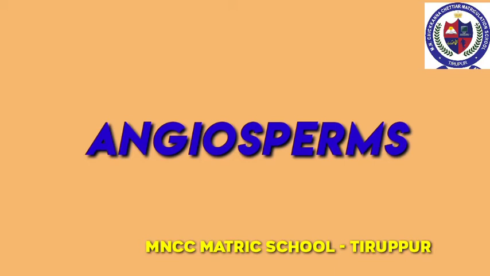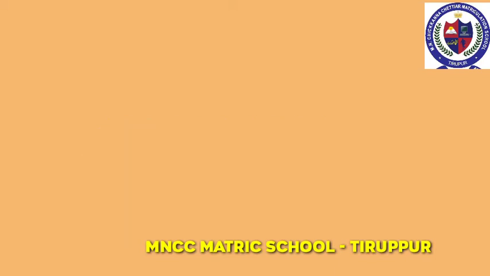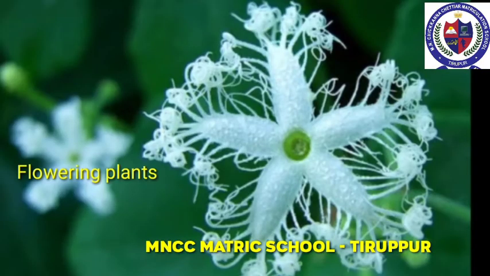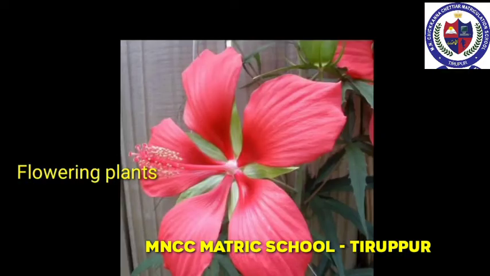Angiosperms. The term angio means box or closed and sperma means seed. Angiosperms are called flowering plants. They occupy every habitat on earth except extreme environments, extreme hot and cold conditions. Habit of the plants may be herb, shrub and tree.